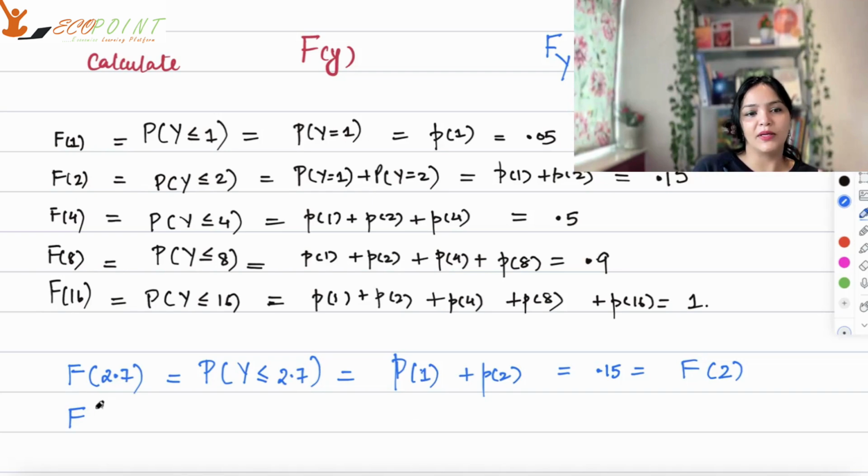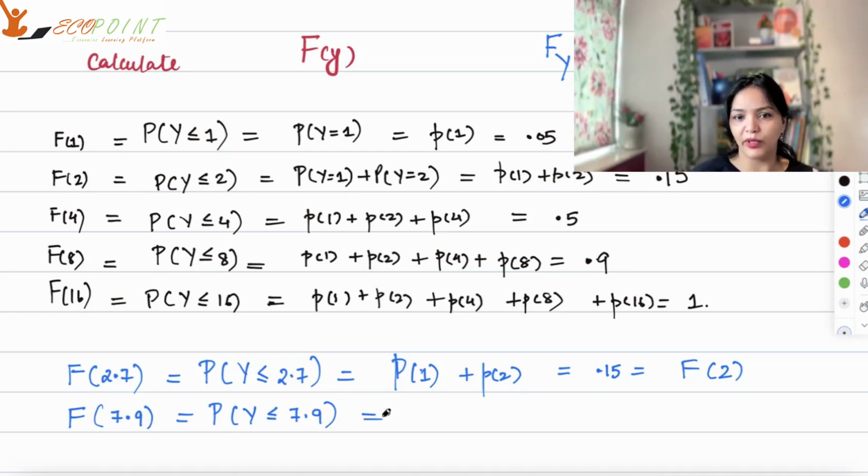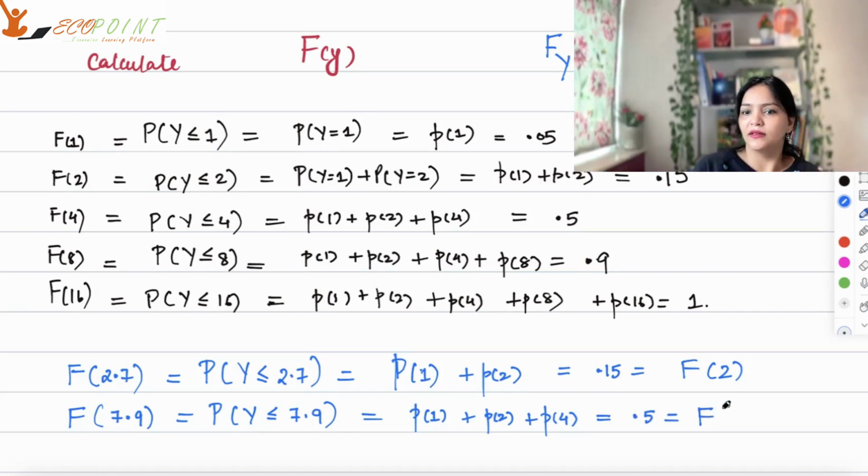Similarly, suppose I'm asking you what is capital F for 7.9? That means probability y less than or equal to 7.9. So you'll have to think, what are the values that y is taking which are less than or equal to 7.9? You will realize that it's taking 1, 2, and 4 is less than 7.9, but 8 is more than 7.9. So I will not go there. That means I will just add up these 3 and I'm going to get 0.5, which was the same as capital F4. That was also just adding these three probabilities, right?